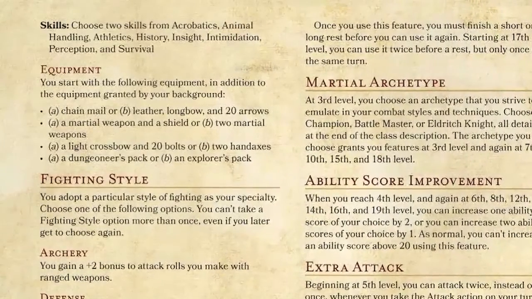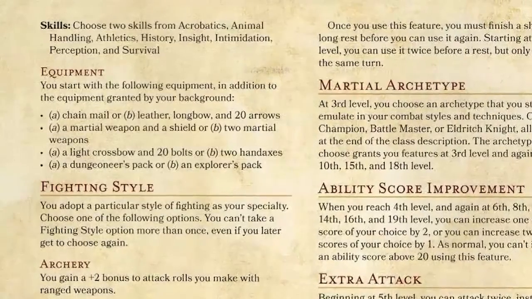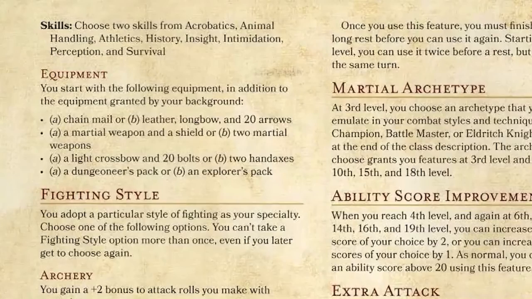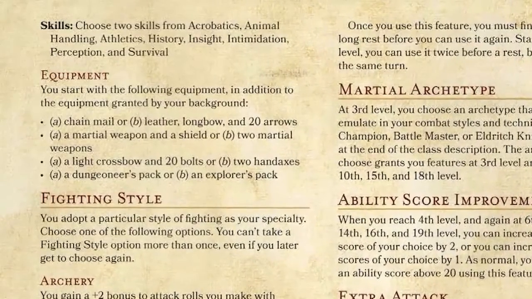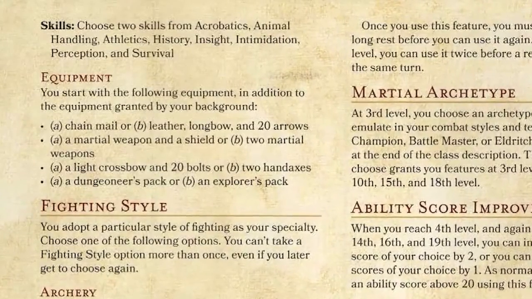Equipment. This is the starting equipment for your class. And it kind of branches off into 2 different things because you have choice number 1 or choice number 2. And for the fighter, the very first thing you get to choose between is a chainmail or a leather armor and the longbow with 20 arrows. So, what do you think this is for, right?